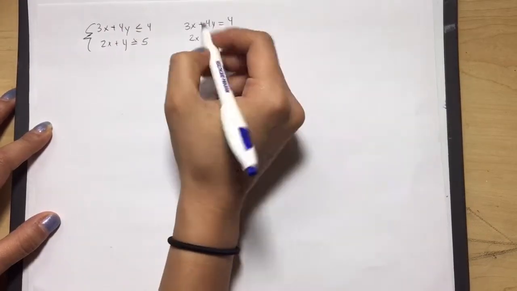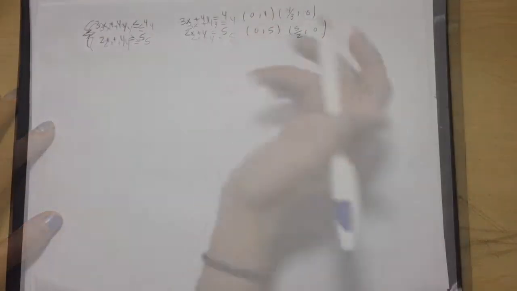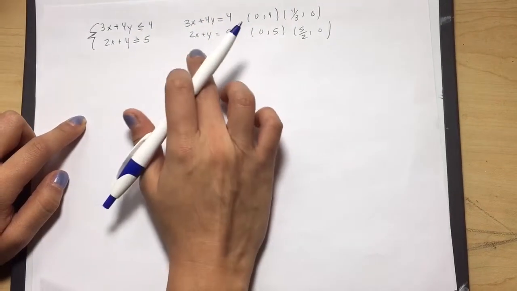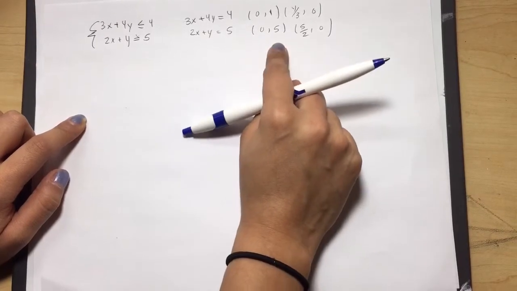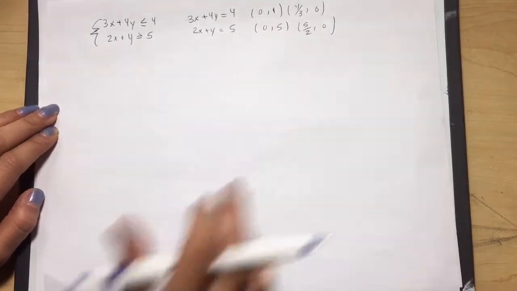By graphing them, you just set x to 0 and y to 0, and then get your points. So after you make them into equalities, you have to find x and y. From there, you get your points. And after that, you just graph them.